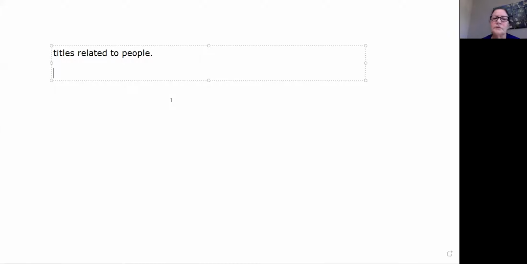Especially with titles related to people. And let me show you that, because you probably have seen that on Duolingo quite a lot. Sometimes they say el señor, and sometimes they say la señora, and sometimes they just say señor and señora. And wait a minute, why? Okay, here's how it runs.